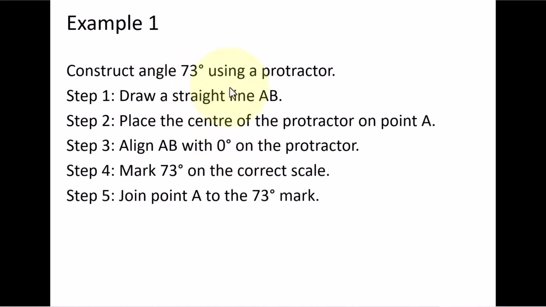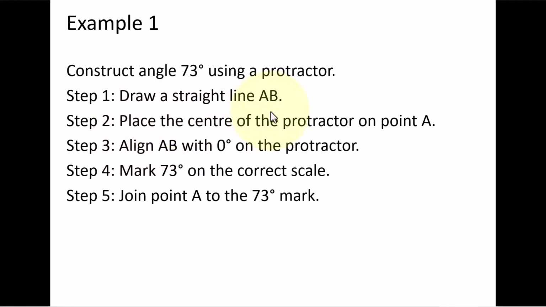So this is the first example we did. Example 1: construct angle 73 degrees using a protractor. Now, first thing to do, draw a straight line. You can label it any letter, but I choose AB in this case.